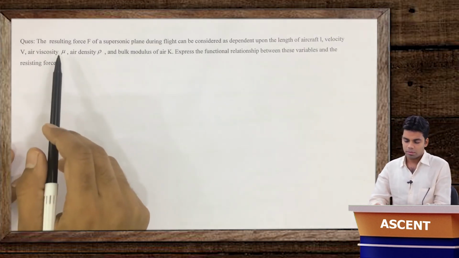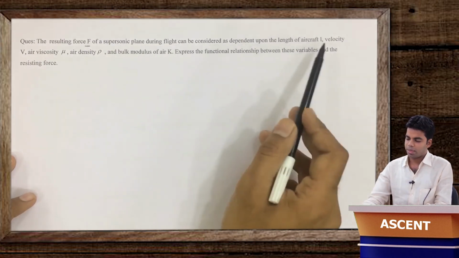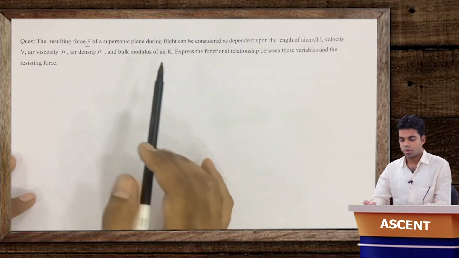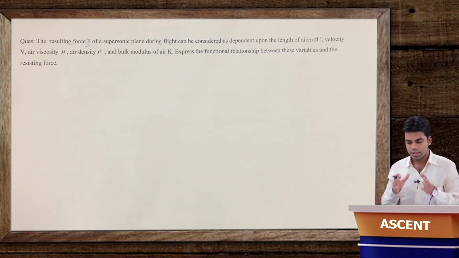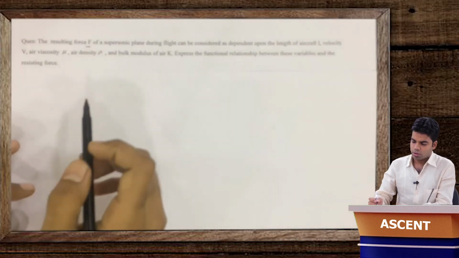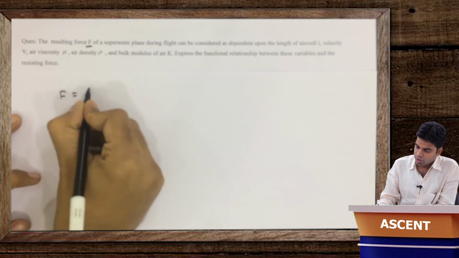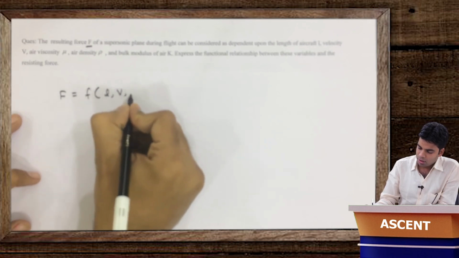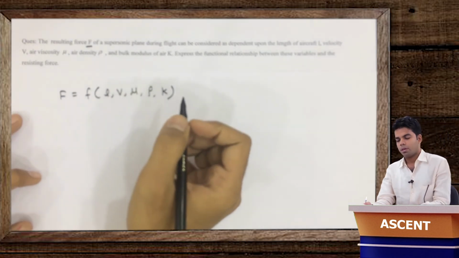Getting this? So what is given? The resisting force of the supersonic plane is dependent on all these variables. What we have to do is establish the functional relationship. Given is just that it depends on these. The functional relationship is not given; we can determine it with the help of the Buckingham pi theorem. Now how to solve such questions? The resisting force F is a function of, dependent upon, first the length of the aircraft, second velocity, then viscosity, then air density, and then bulk modulus of air k.